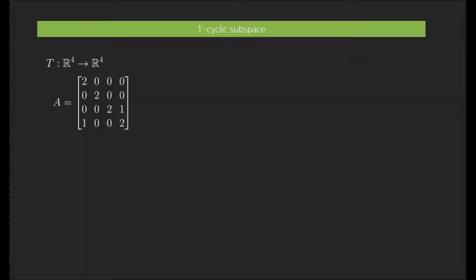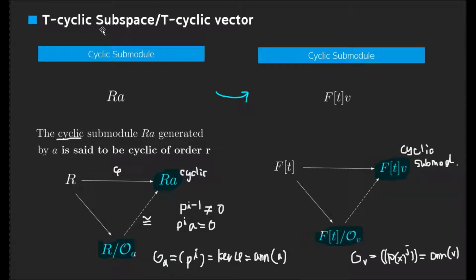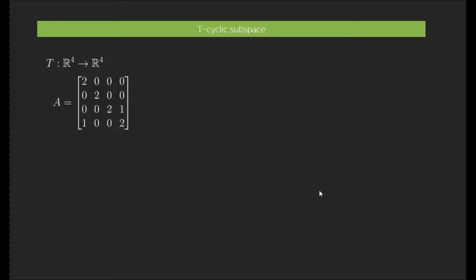Let's see an example of the T-cyclic subspace in linear algebra. But I'll explain using the commutative diagram which I referred to for the T-cyclic subspace here. Using this concept, I will explain the T-cyclic subspace. Let's consider T is the linear map from R^4 to R^4, where the map is given by A. This is the matrix form.